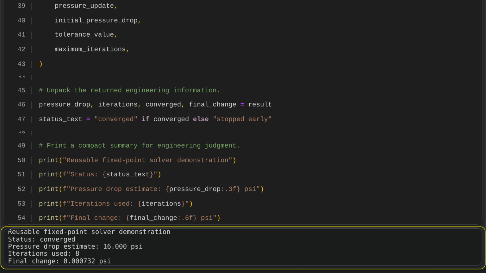This script shows a reusable fixed-point solver for estimating pressure drop in a pipe. Starting from 0, it repeatedly updates the estimate until the change is small enough or the iteration limit is reached. The pressure drop model adds a base value to a fraction of the previous estimate. When run, the solver reports successful convergence, the estimated pressure drop, the iterations used, and the final change.